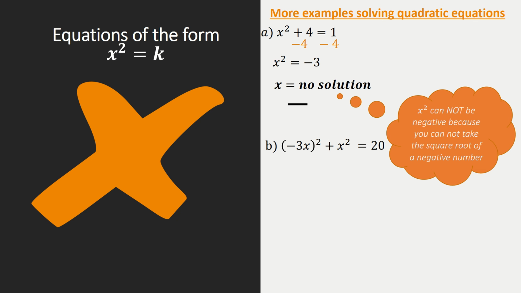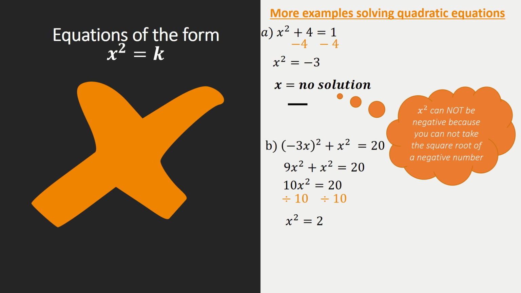When we have a look at b, minus 3x squared plus x squared equals 20. First of all, simplify this equation. Minus 3x squared in between brackets means that I need to do minus 3x times minus 3x, which is 9x squared, plus x squared equals 20. We are only allowed to add or subtract like terms, so therefore we can add 9x squared plus x squared, which is 10x squared. Divide everything by 10 and you get x squared equals 2.